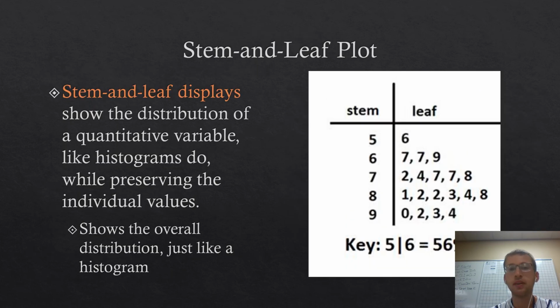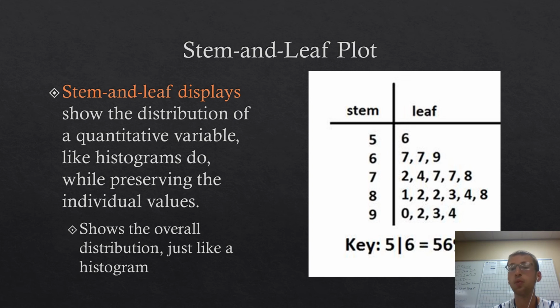Another type of quantitative display we have is a stem and leaf plot. Stem and leaf plots show the distribution of a quantitative variable just like histograms do, while preserving the individual values. So like I said, with the histogram, you were not able to pick out the individual data pieces, whereas in a stem and leaf plot, we can see exactly what each individual data piece is.